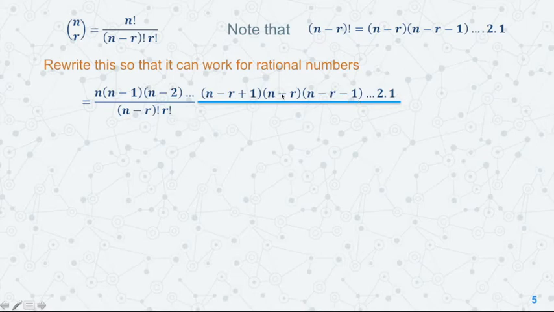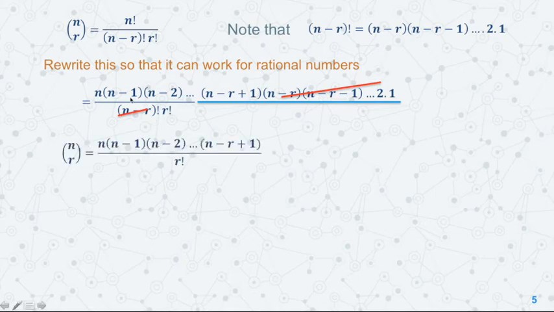Okay, but notice that n minus r times n minus r minus 1 up to 1 is actually (n minus r) factorial. So that means we can cancel that out. Okay, so what remains is n times n minus 1 times n minus 2 up to n minus r plus 1, divided by r factorial. So which means we have now rewritten our combination of n taken r, and this can now work for n rational numbers.